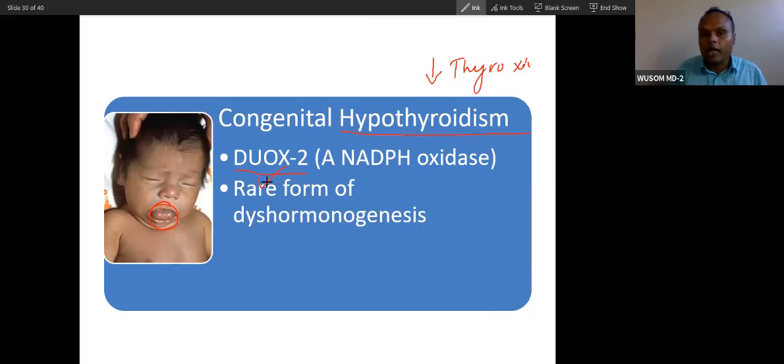I think this may not be asked in USMLE or NBME. It is not that important, but if you understand this disorder, you will understand the synthesis of thyroid hormone very nicely. You can correlate the synthesis of thyroid hormone with this very important enzyme. This is a very peculiar step. This is the most important step in the synthesis of thyroid hormone, the DuOX enzyme. That is why, to focus on this, I had to take the help of this disorder.